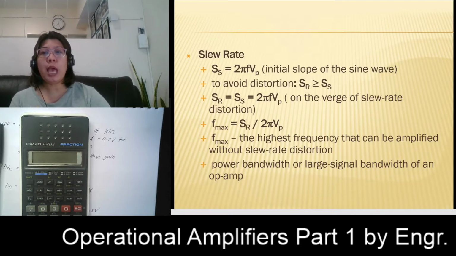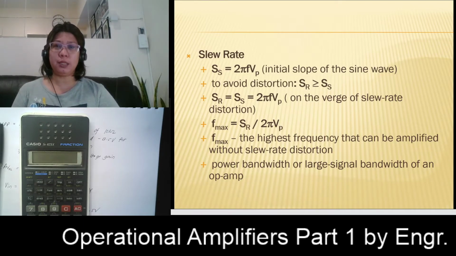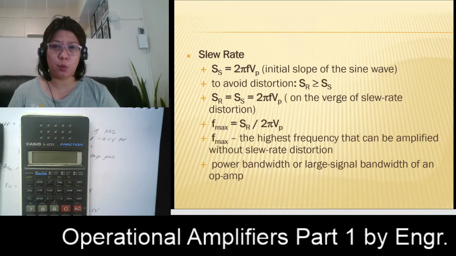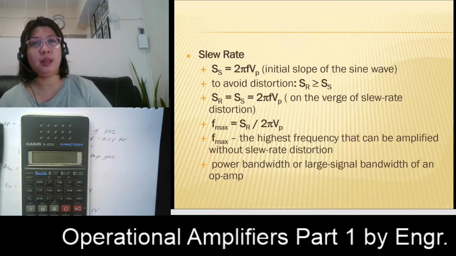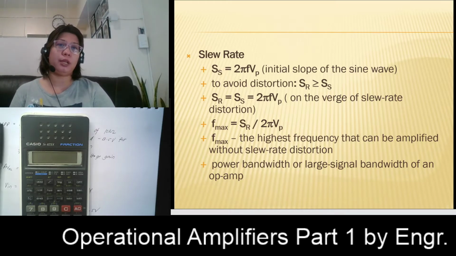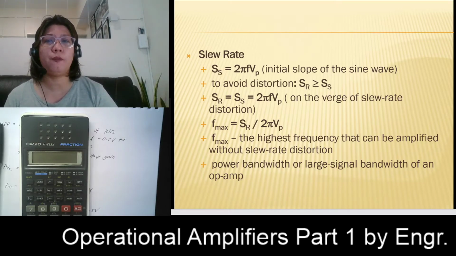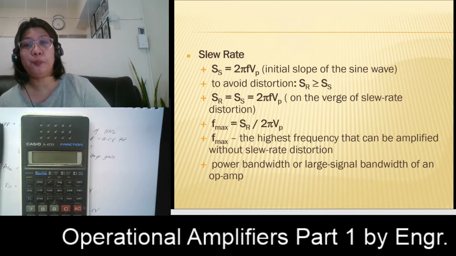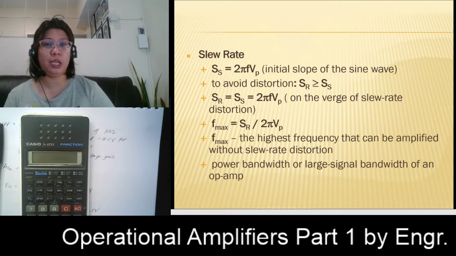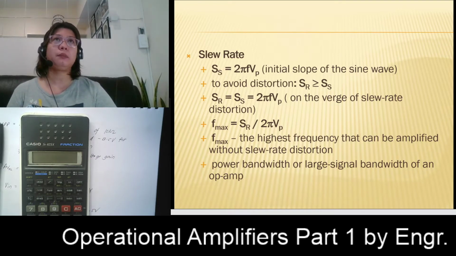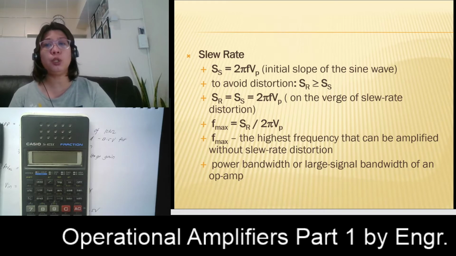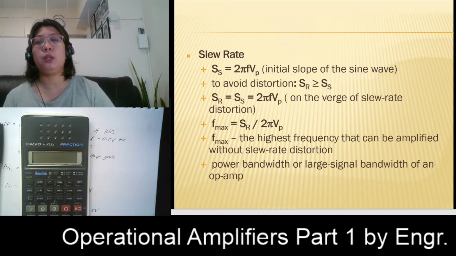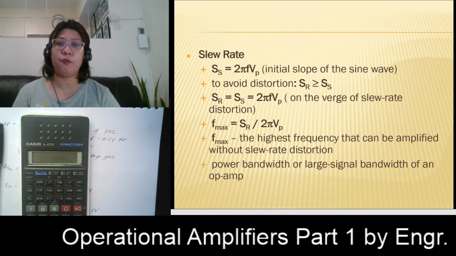Okay, so we have to know your SS. Your SS is the initial slope of your sine wave. Your slew rate must be at least equal to or greater than the initial slope of your sine wave. The initial slope of your sine wave is given by 2 pi f multiplied by your peak voltage. So, getting the minimum slew rate requirement, your slew rate is equal to SS, which is 2 pi f VP.